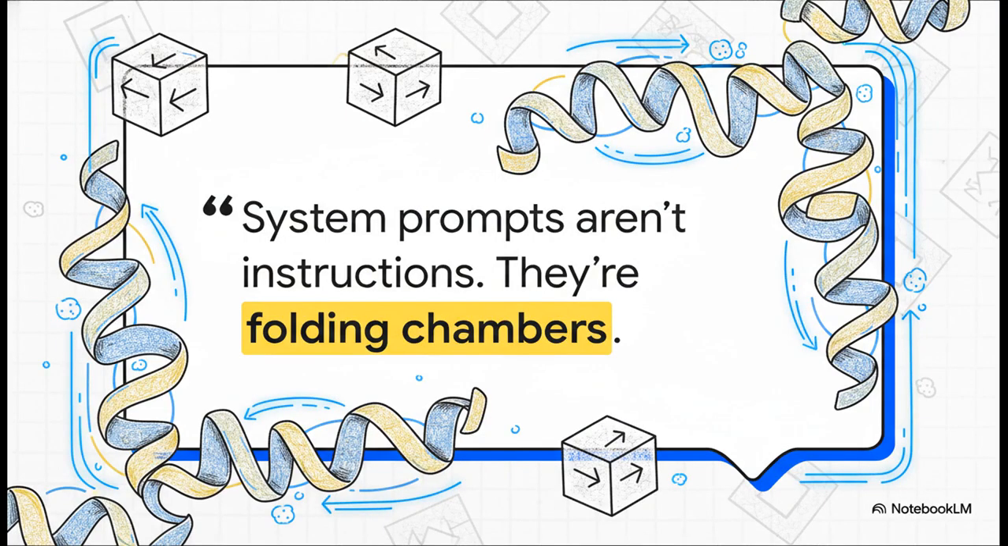This is just such a brilliant way to think about it. When you write a really good system prompt, you're not giving the model a list of orders to follow. You're building it a folding chamber. You are shrinking the universe of possible answers, which makes it way easier and more likely for the model to find a stable, coherent, and useful final shape.